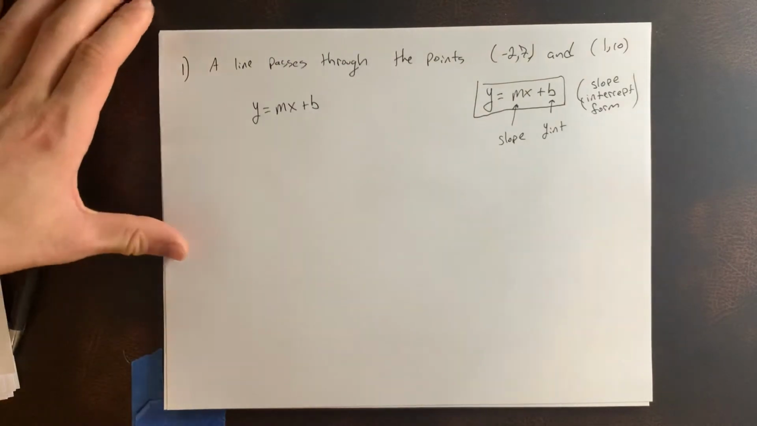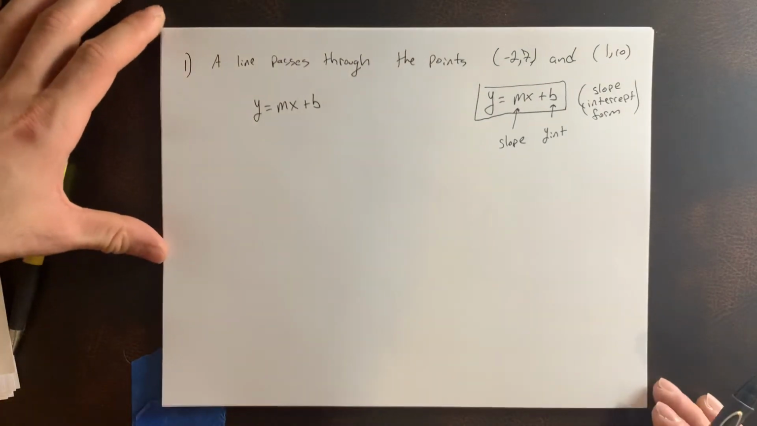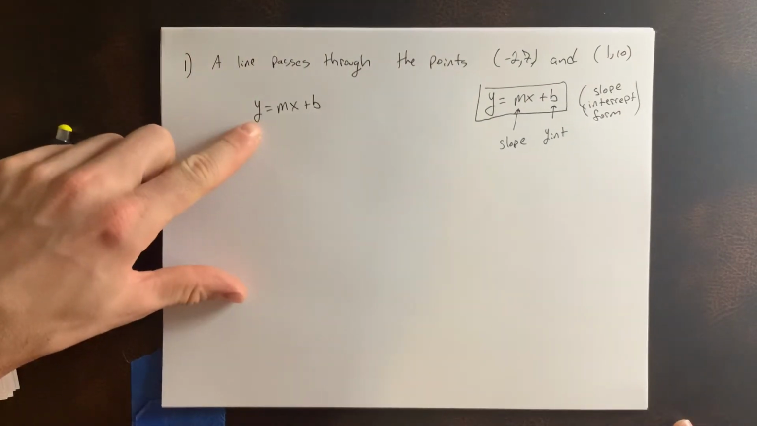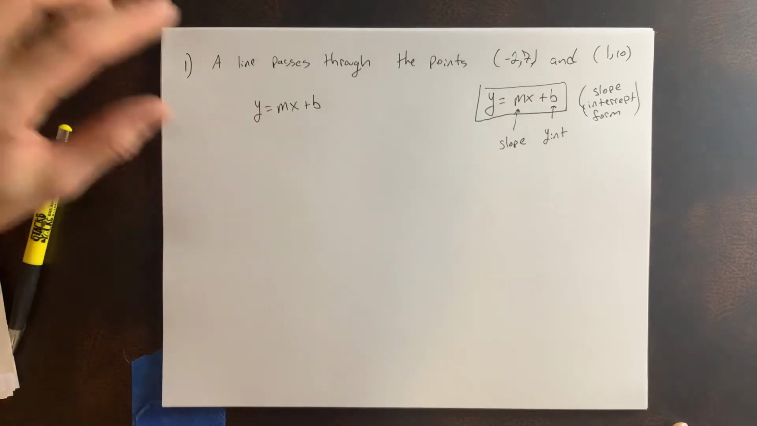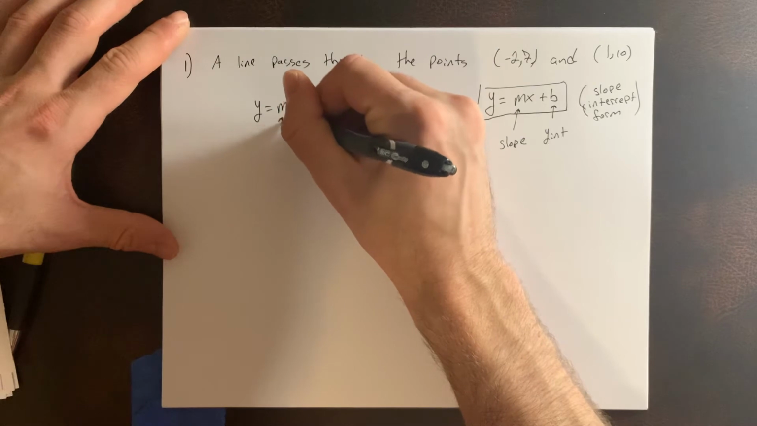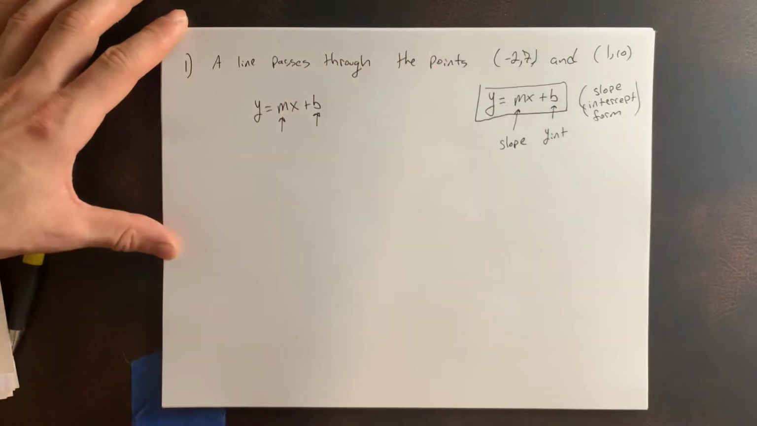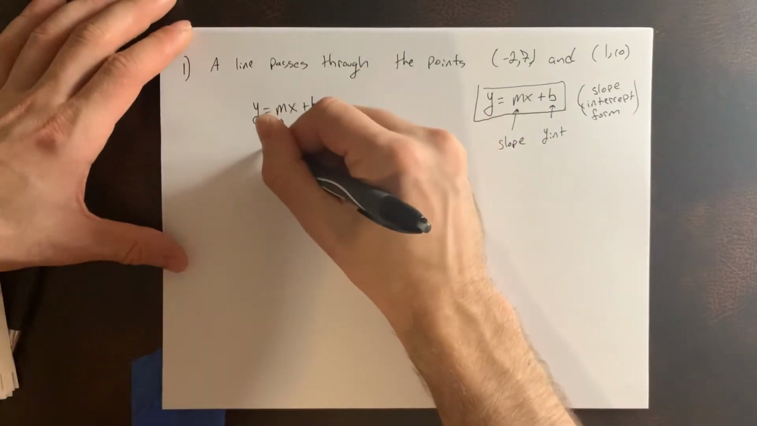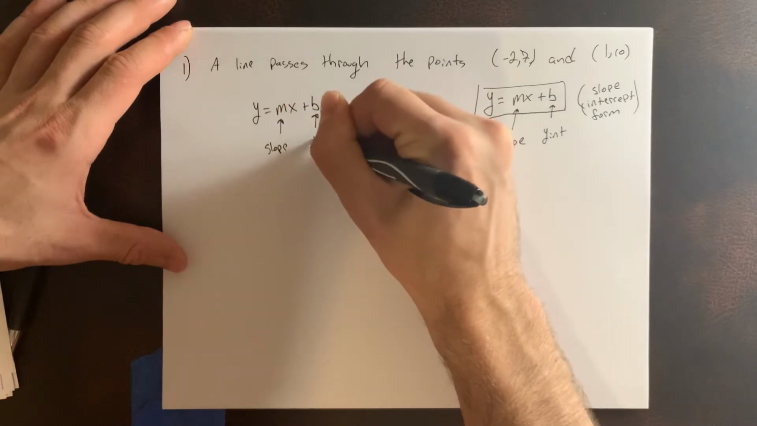That's a big part of this problem: we want an equation of a line, so here's the equation of a line. Then we have to ask, what part of this do we not know? The only parts we don't know are this m and this b. But we know what they mean. This m is the slope and this b is the y-intercept.